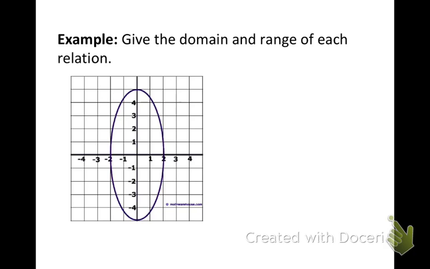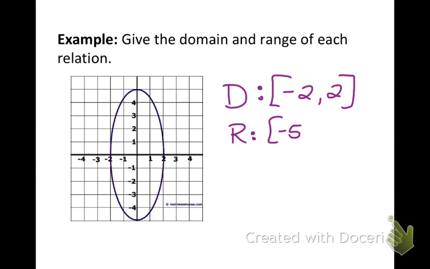Will there be brackets or parentheses? Brackets. Most likely it's always going to be brackets, unless there's some type of open dot on it. So my domain is going from -2 to +2. What's my range doing? Good. -5 with a bracket to +5 with a bracket. Okay. So domain and range should always be written in interval notation.